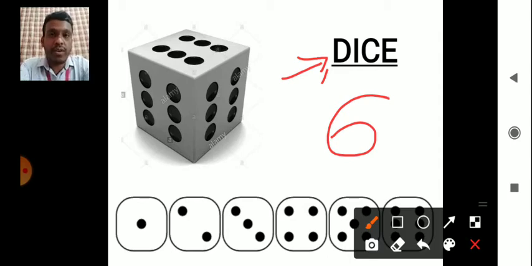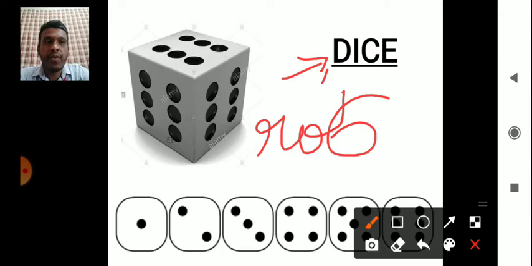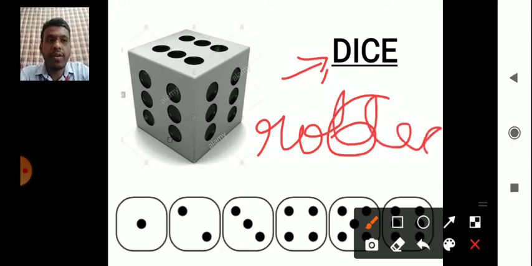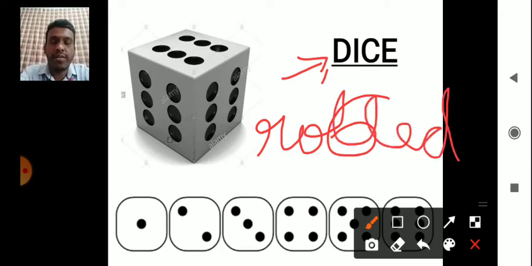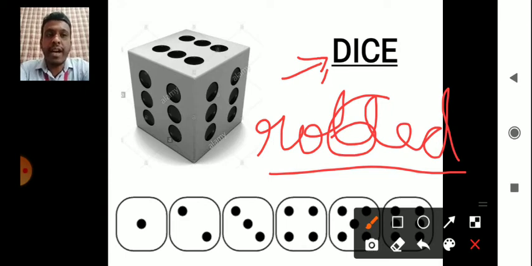One more concept. A coin is always tossed. So a coin is tossed, you do not throw a coin, you toss a coin. Similarly, when it comes to dice, the dice is rolled. Rolled. The dice is rolled. If there are more than one dice, then it is known as a die.